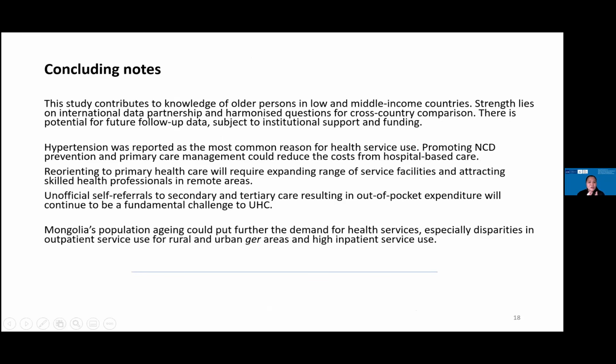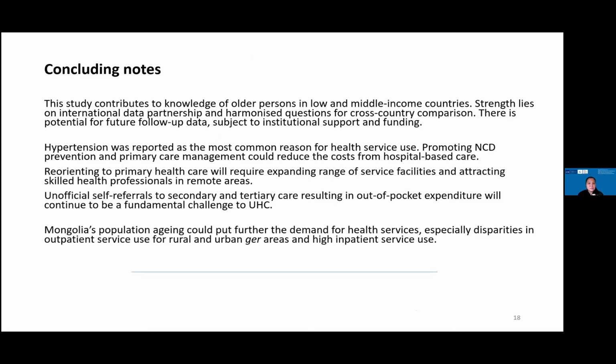So just a concluding note here: this study contributes to the knowledge of older persons in low and middle income countries, strengthening this data partnership and harmonized questions for cross-country comparison. There is potential for future follow-up with data, but it's still pending on institutional support and further funding.